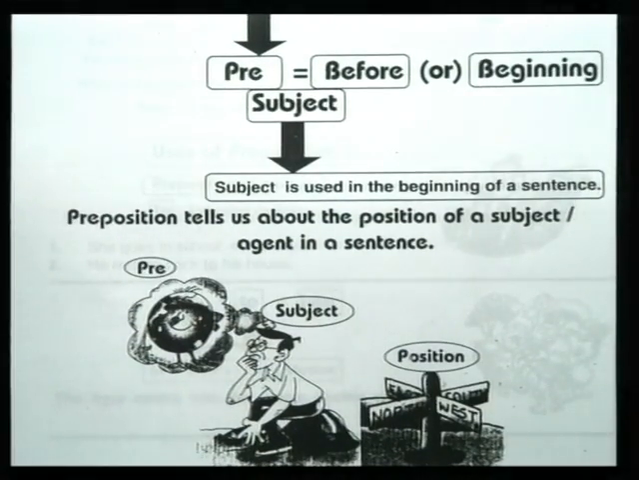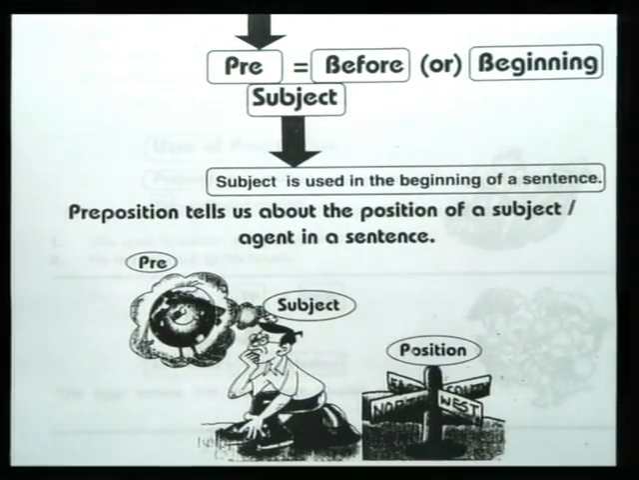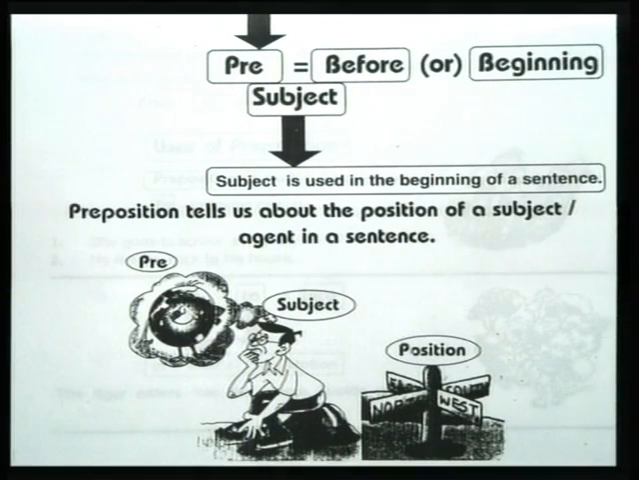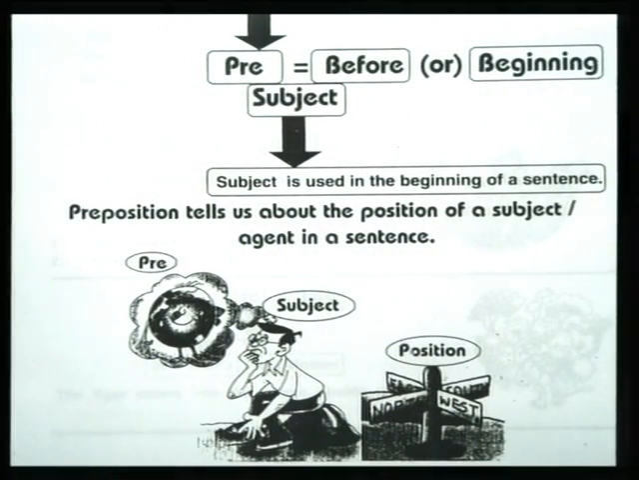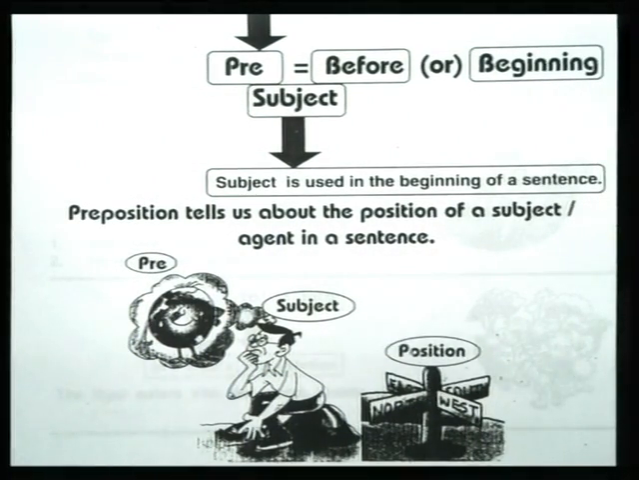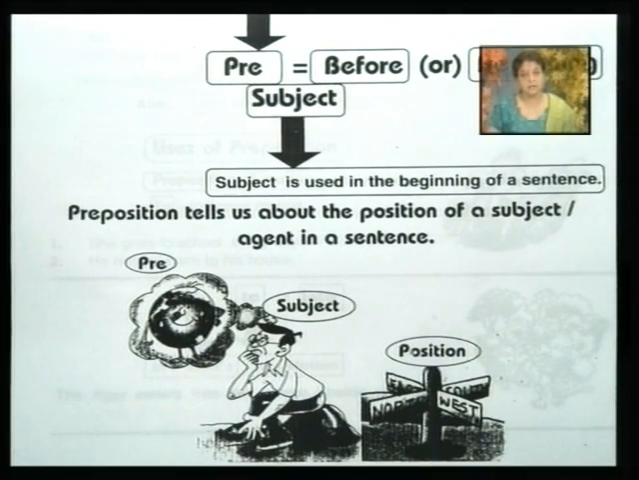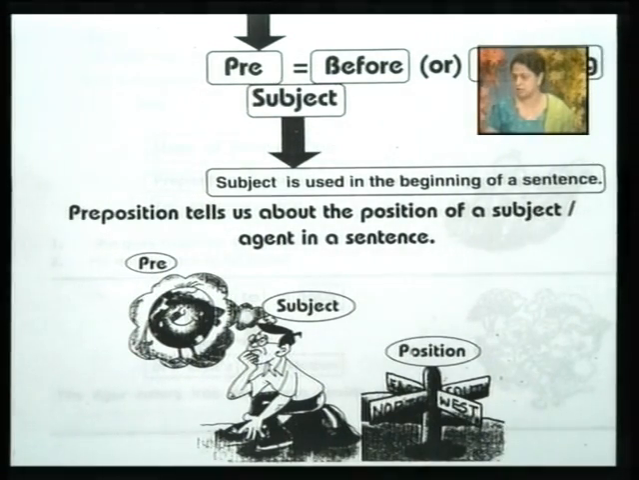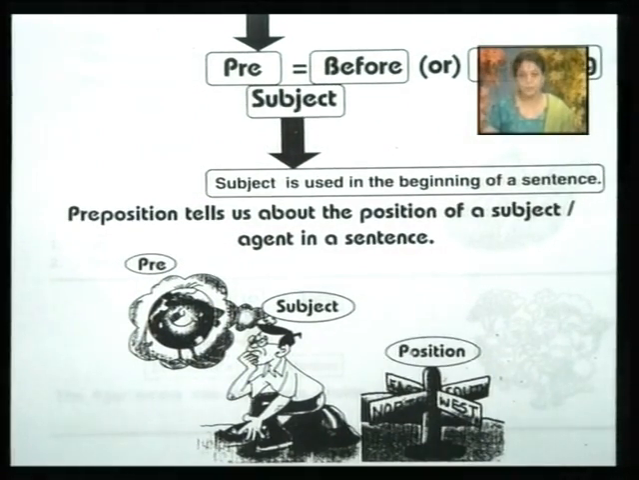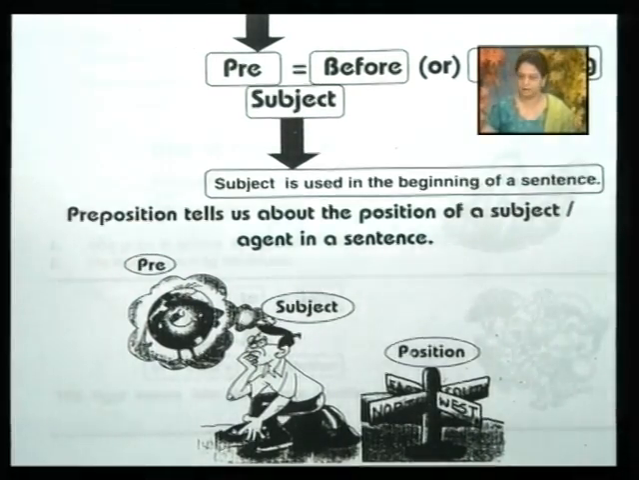Example 1. The preposition is under. Miss Oak is sitting under a tree. Under means directly below. So what is the position of Miss Oak? Under the tree.